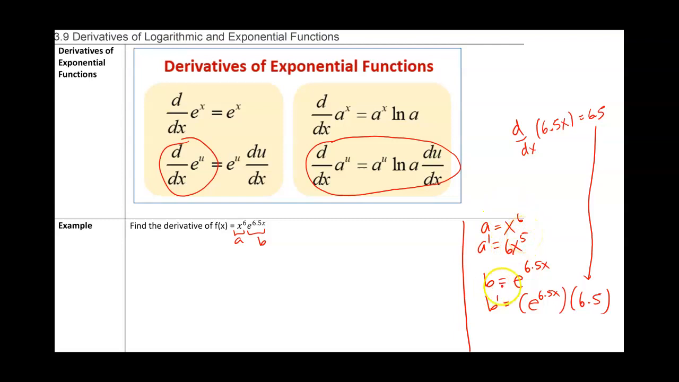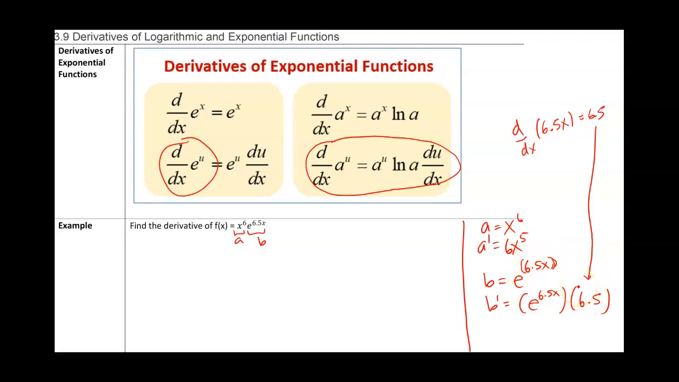Now for b, we have e to the 6.5x. Notice that the exponent is not x, it's another function. So we're going to be using this second formula, which is e to the u times du/dx. So the e to the u stays the same, but you have to multiply by the derivative of the exponent. So the e to the 6.5x stays the same, but the derivative of the exponent, which is 6.5x, is 6.5, so that du/dx is going to be 6.5.